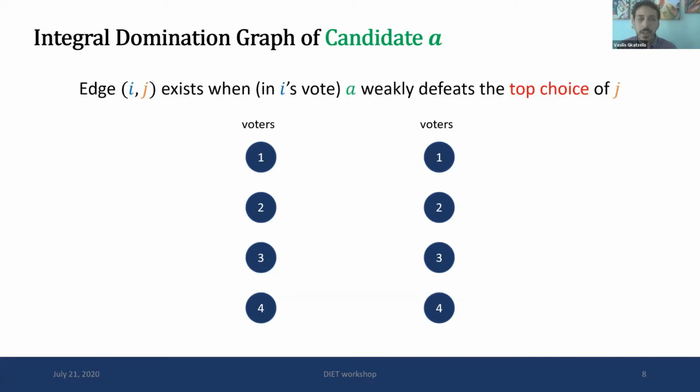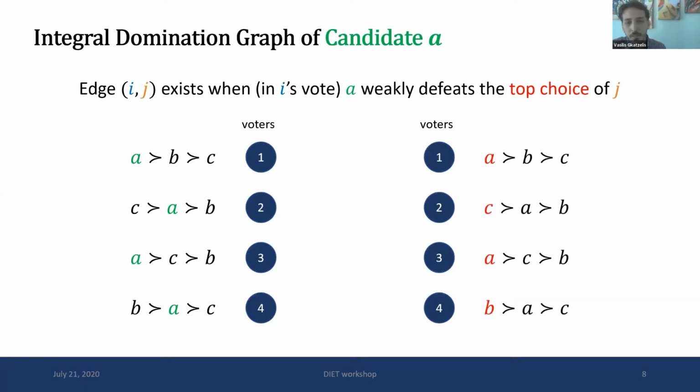In particular, each edge (i, j), with i on the left and j on the right, exists when in i's vote, the left voter's vote, A weakly defeats the top choice of j. And you see that A comes in here. This is the part where the edges are specific to the candidate whose graph we're looking at. So if we look at all the preferences of the voters on the left and emphasize where A stands in the rankings, and look at the preferences of the voters on the right and look at their top choice, marked in red.